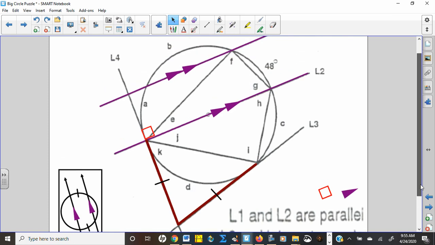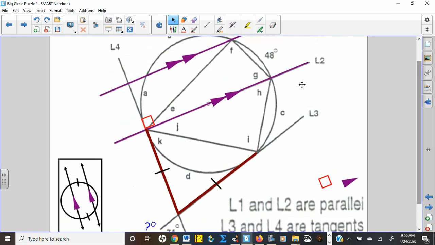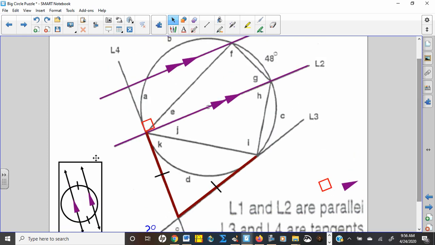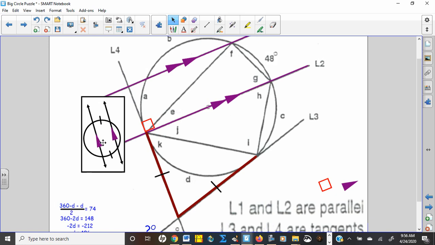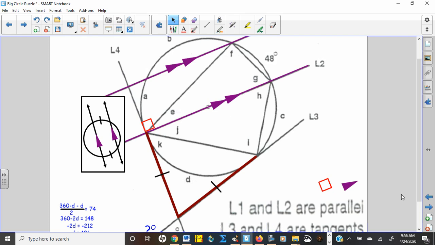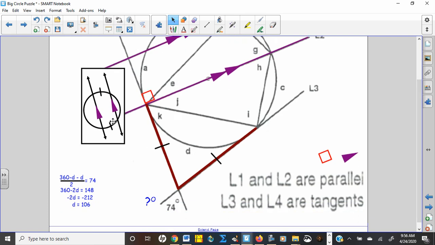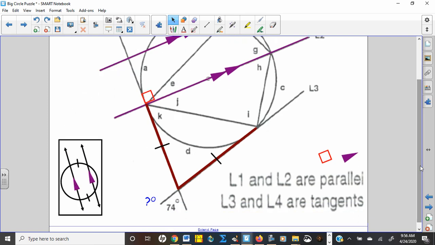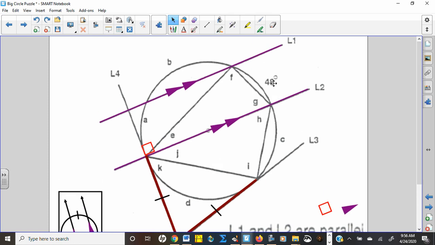Now, right off the bat, I see they didn't give me a lot of information. They gave me a 48 degree arc, and they gave me a 74-degree angle. I gave you a little bonus theorem, though, that should have helped you out. This reminds us that if parallel lines intercept a circle, they intercept congruent arcs. This was the proof of that, but we just need to know the information. What that's going to tell me is that A is 48 right off the bat. Okay, so that's helpful.